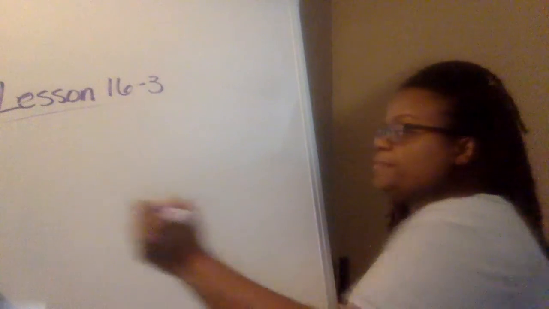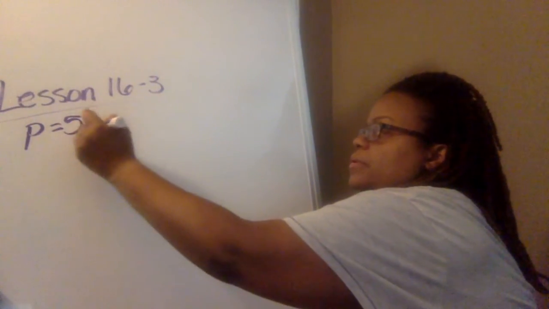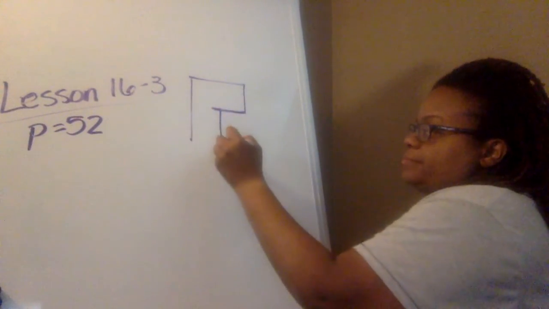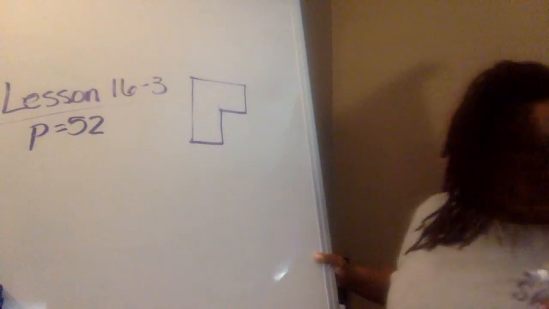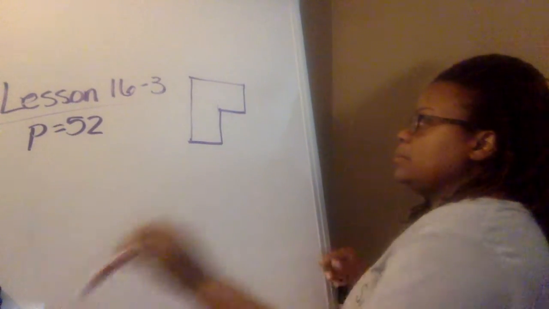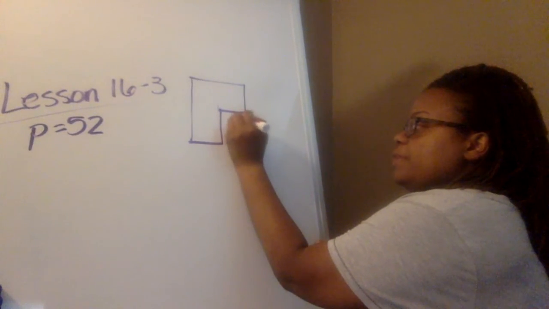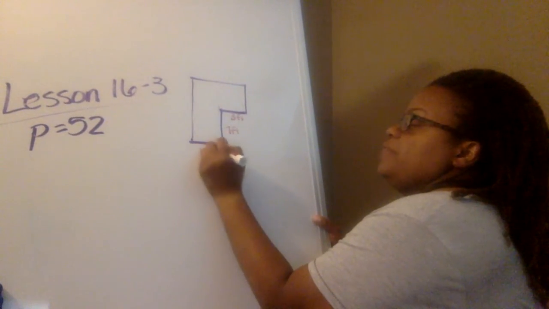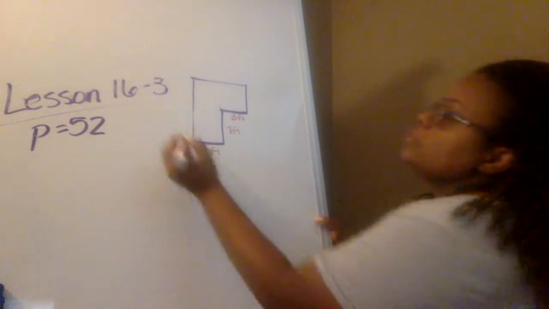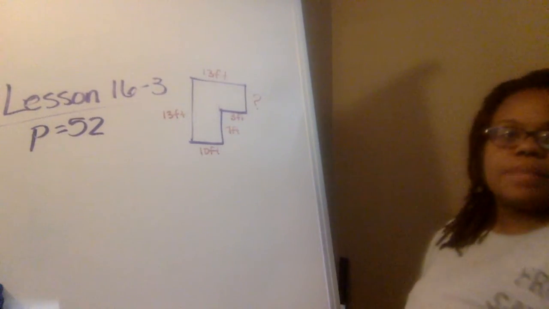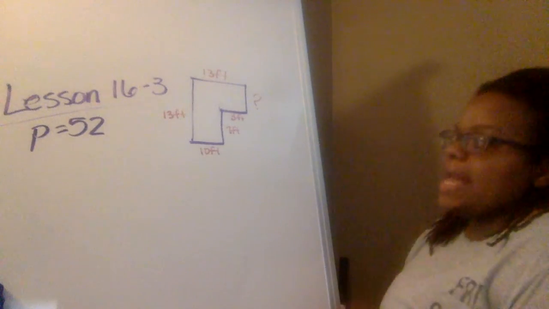So I'm going to write that my P is going to be 52 feet because that's my perimeter. And so I'm going to draw out the room that they gave me. And I'm going to label the sides that they gave me. Got to write a little bit smaller. So 3 feet, 7 feet, 10 feet, 13 feet, 13 feet, and then this is my question mark. So I'm trying to figure out what is that missing side.